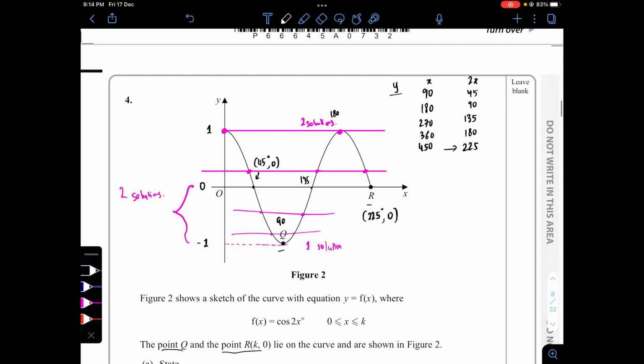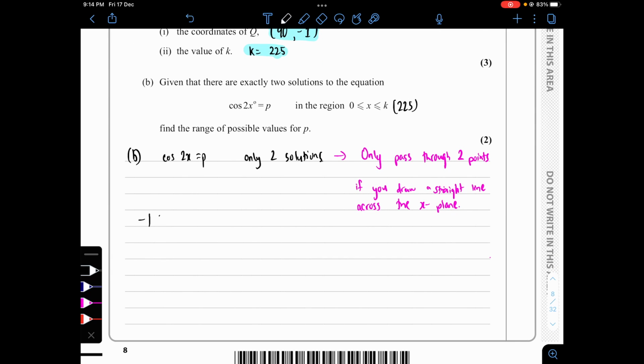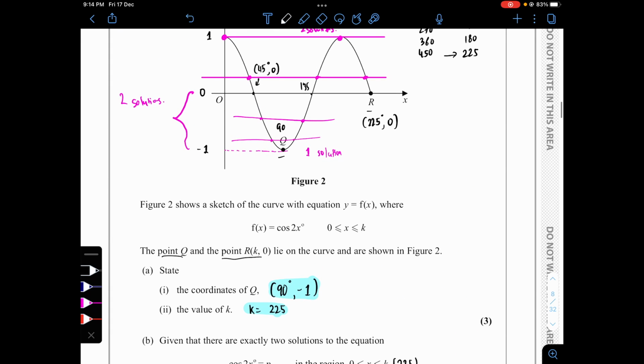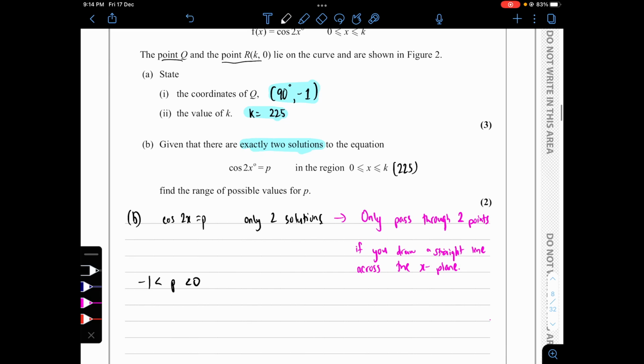So we can conclude that the range is p is greater than -1, but less than 0. Why is that? Because we're excluding -1 as we only have one solution there, and we're also excluding 0 because we have 3 solutions there. The question specifically asks for exactly 2 solutions. So that's part of it. And we also said that when p equals 1, we have only 2 solutions.